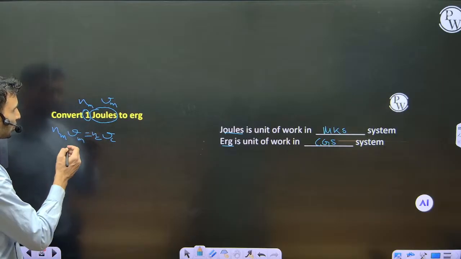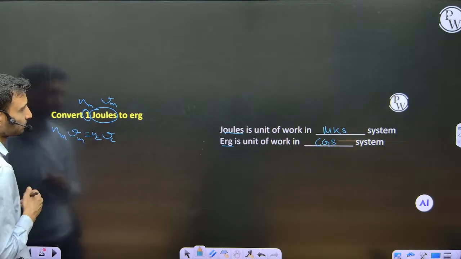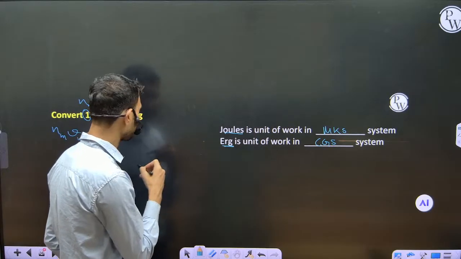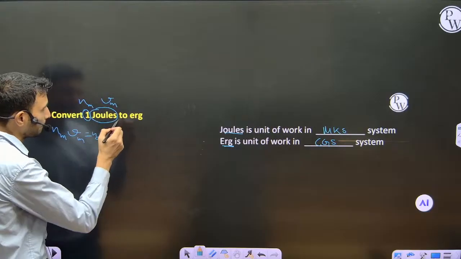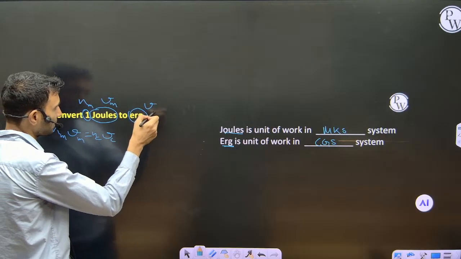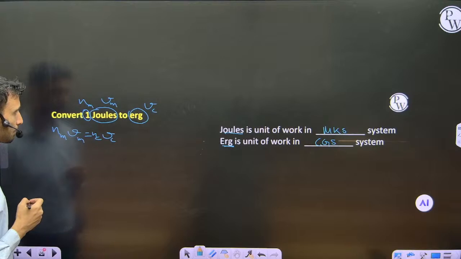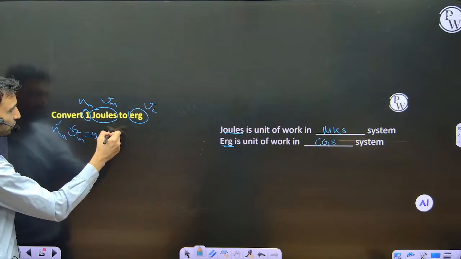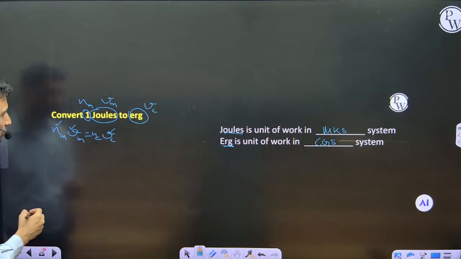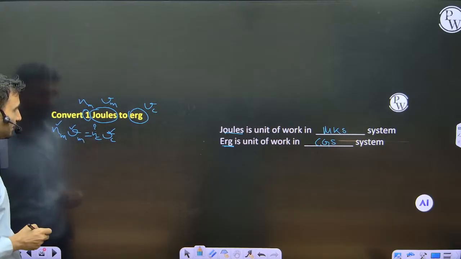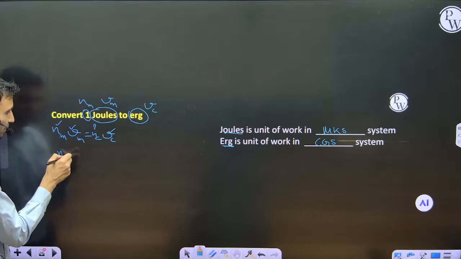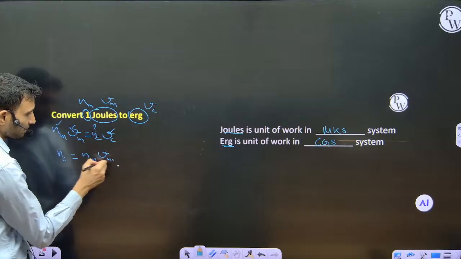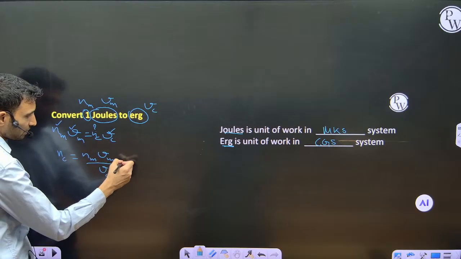Right. So this is Nm, this is Um, and erg is what? It is the unit of work in CGS. So that means we know Nm, we know Um, we know Uc also. We just have to find out Nc. And to find Nc, it is very straightforward. Nc is equal to Nm divided by Uc. Just put in the numbers.